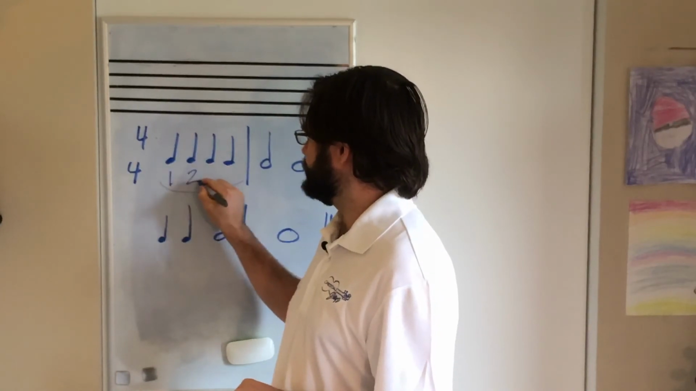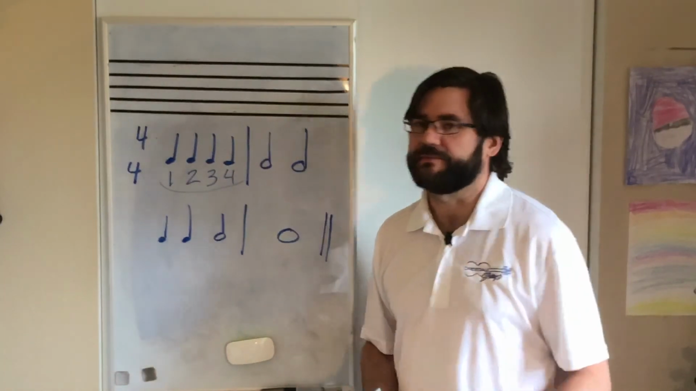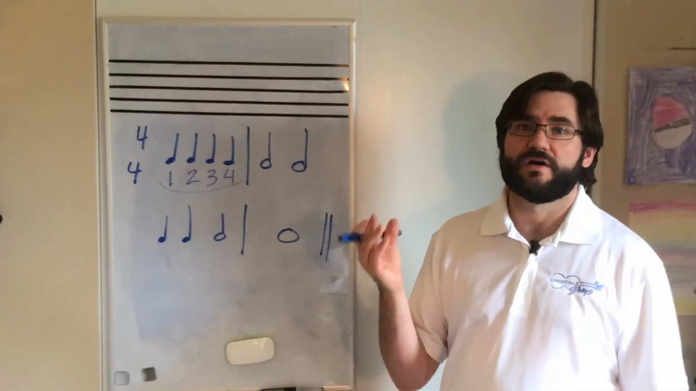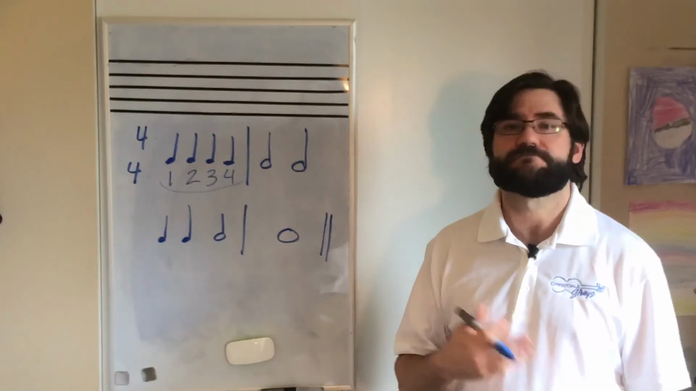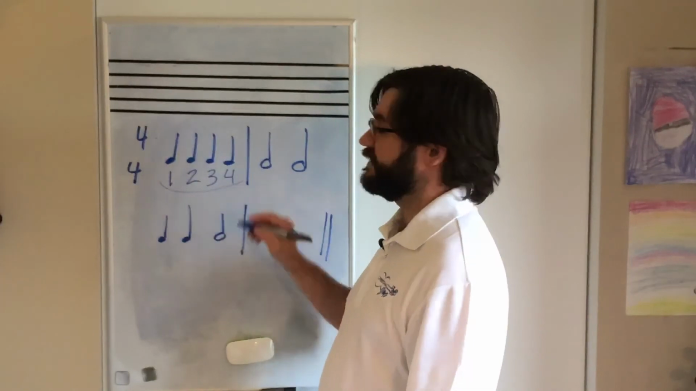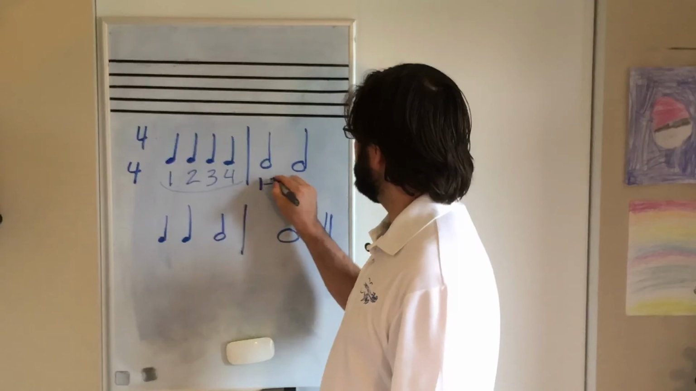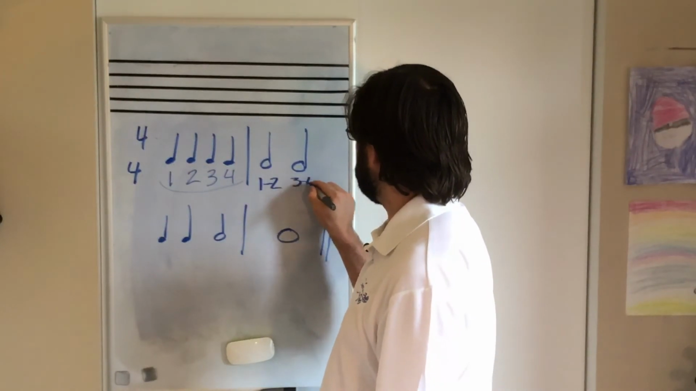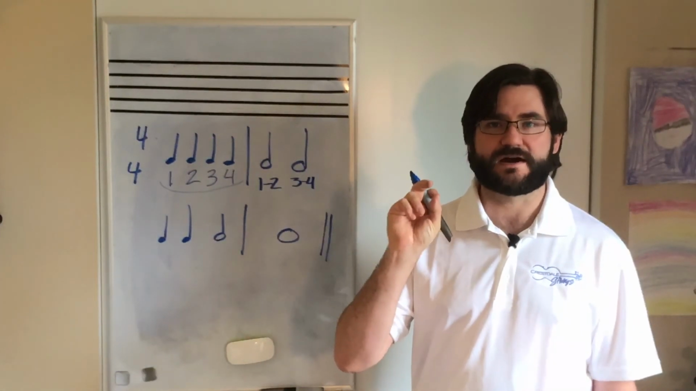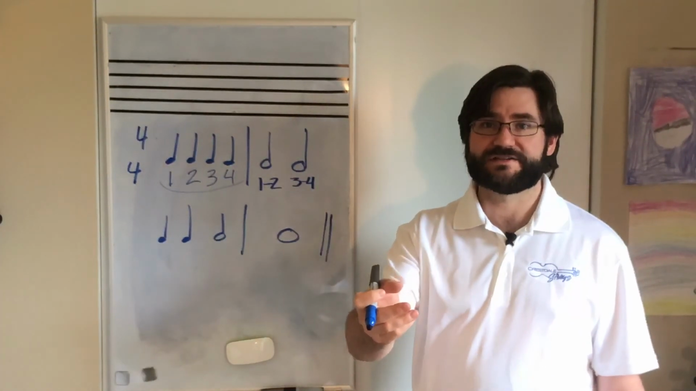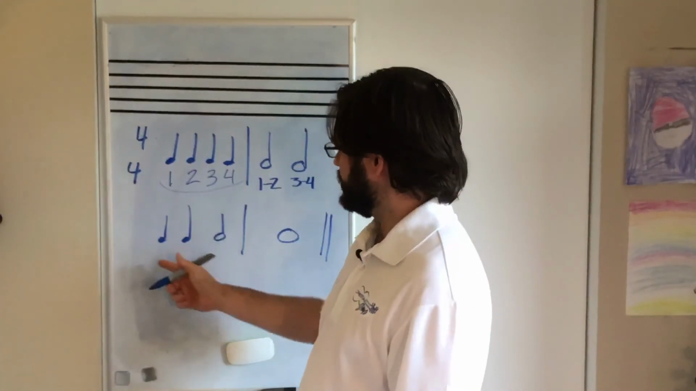1, 2, 3, 4. If we had a beat, 1, 2, 3, 4. Simple. There are different ways that you will see half notes counted. I use the 1-2, 3-4 method, signifying that those beats are combined. 1-2, 3-4, off.